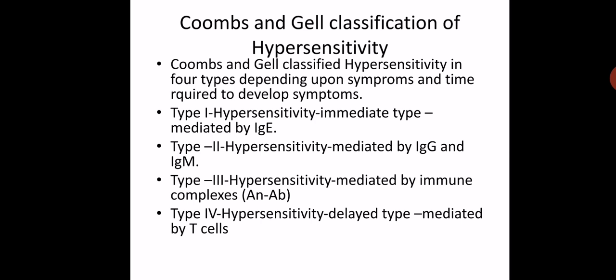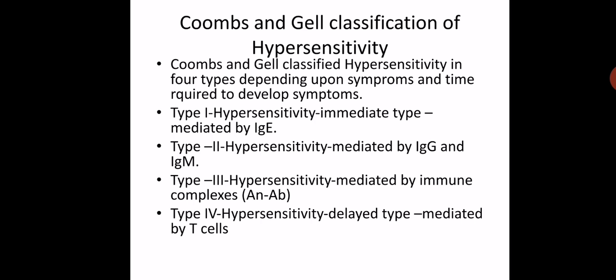Immune complex means antigen antibody complex. When the antigen is introduced in our body, it stimulates the production of antibody. So there is a complex formation, antigen antibody complex formation, and this complex is said to be immune complex. So whenever there is a formation of this immune complex, type 3 hypersensitivity reactions can develop. The examples are Arthus reaction and serum sickness.